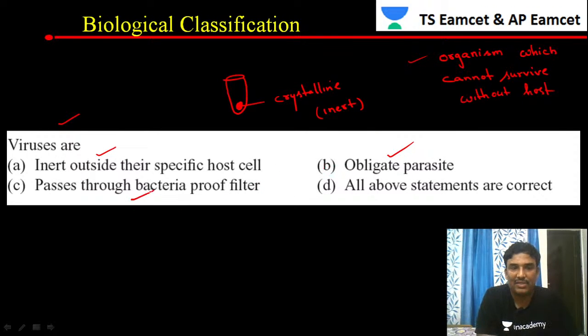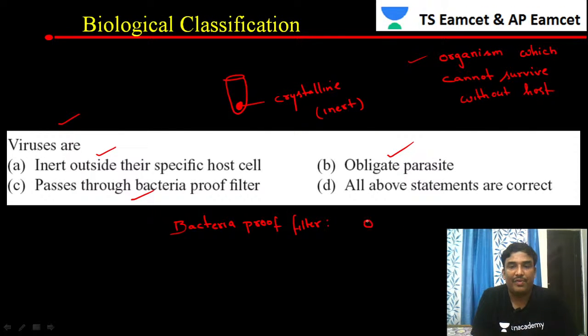Then, it passes through bacterial filters. So what are these bacterial filters? What is the pore size of bacterial filters? Filter paper has some pore size. So bacteria-proof filters actually. What is the meaning of a bacteria-proof filter? This filter has some pore size.